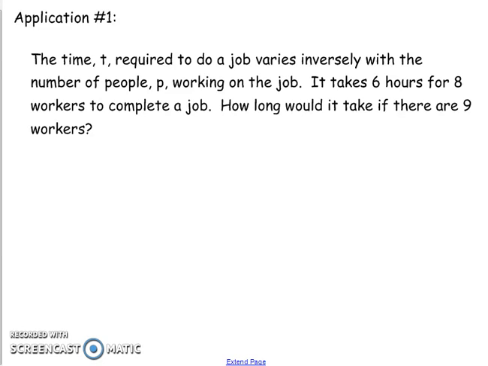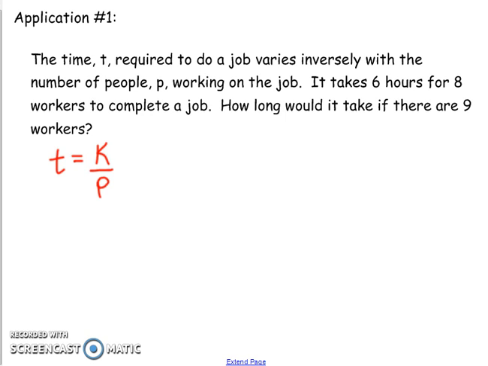The time T required to do a job varies inversely with the number of people P working on the job. So first we're going to write this as an equation. The time T varies inversely with the number of people working on the job. So if it's an inverse variation, it's going to be the constant on the top and then the other variable on the bottom. So T equals K over P. T varies inversely with the number of people.